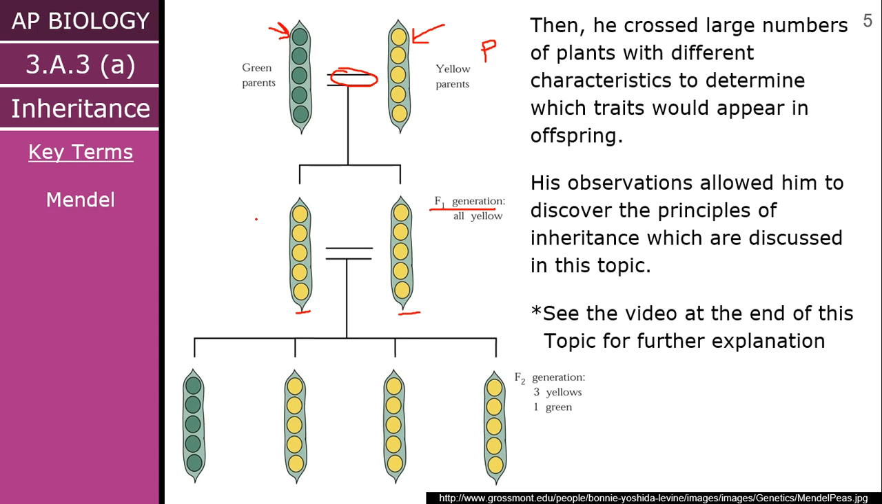But then if you take the F1 generation and you cross it with itself, so you take one individual from this generation and another individual from this generation, and you cross them, their children will on average be 3 out of 4 times yellow, and 1 out of 4 times green, so 25%.